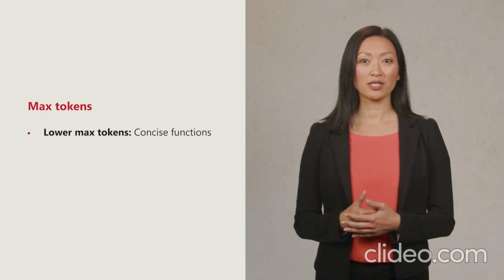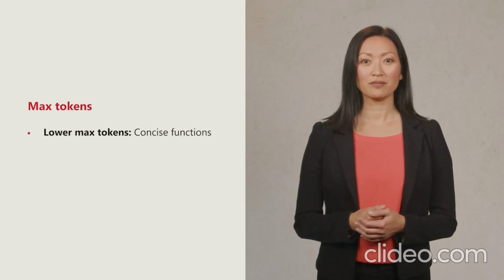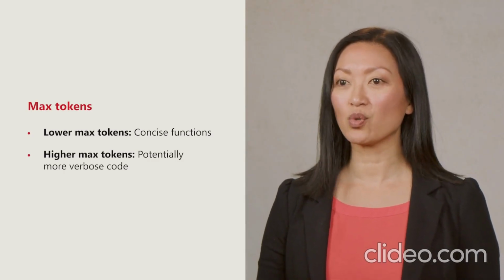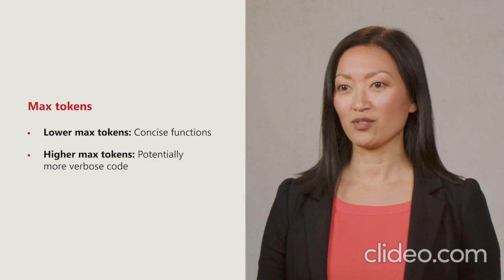Another parameter you can control is max tokens. This limits the length of the code the model generates. If you need quick, concise functions, you might set a lower token limit to avoid unnecessary lines of code. Keep in mind that a higher max token setting can sometimes lead to more verbose code, so you might have to refine it later.